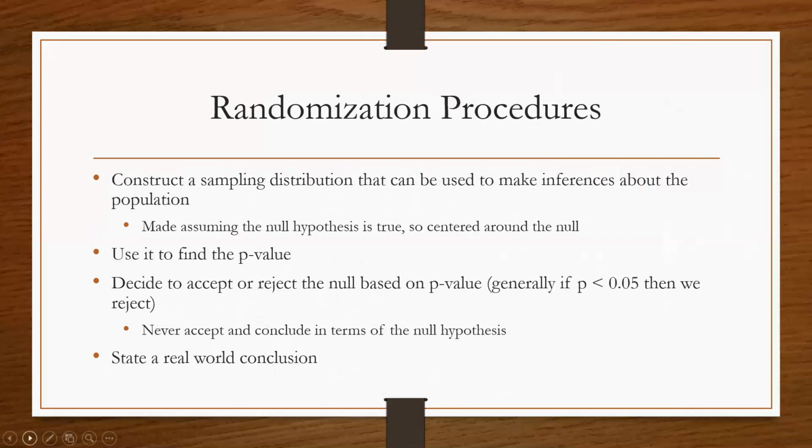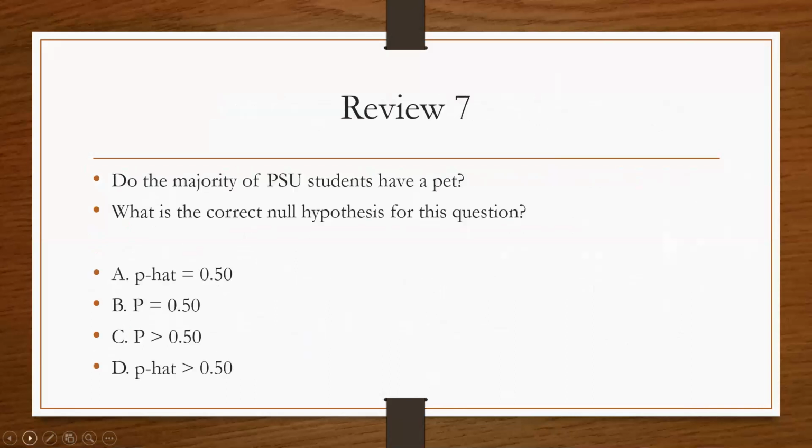So, randomization procedures. You want to construct a sampling distribution that can be used to make inferences about the population. It's made assuming that the null hypothesis is true, so it will be centered around the null. Use it to find the p-value, and from that you decide to reject or fail to reject the null based on the p-value. Your general alpha level is 0.05, so if p is less than that, then you can reject it. You can never accept the alternative hypothesis, and you always have to conclude in terms of the null hypothesis, and you state it in the usual conclusion that we went over before.